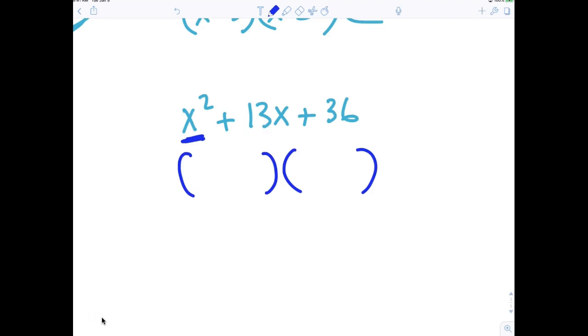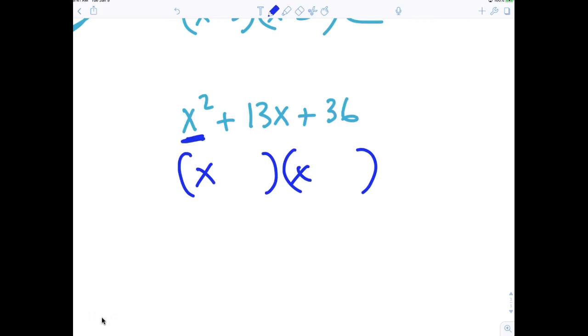X and x. Now, I need the factors of 36. Now, why is this one harder? Because there's a lot of factors of 36. 1 and 36, 2 and 18, 3 and 12, 4 and 9, 6 and 6. But which set of those numbers is it possible to get 13? 9 and 4. 9 and 4.